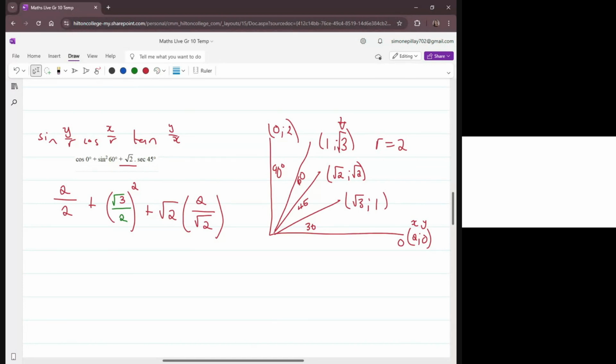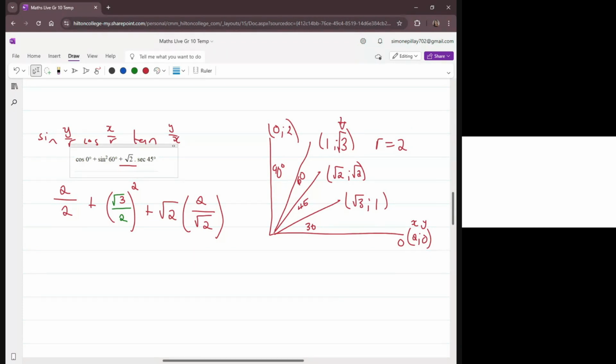You start from the top, you number your X values 0, 1, 2, 3, 4, and you square root all of them. Then you start from the bottom for your Y values 0, 1, 2, 3, 4, and square root all of them. That gives you your X value for each of your special angles, your Y value for each of your special angles, and our R value is always 2.